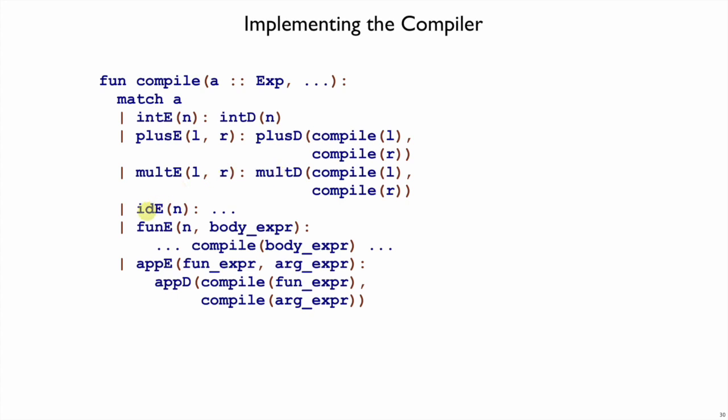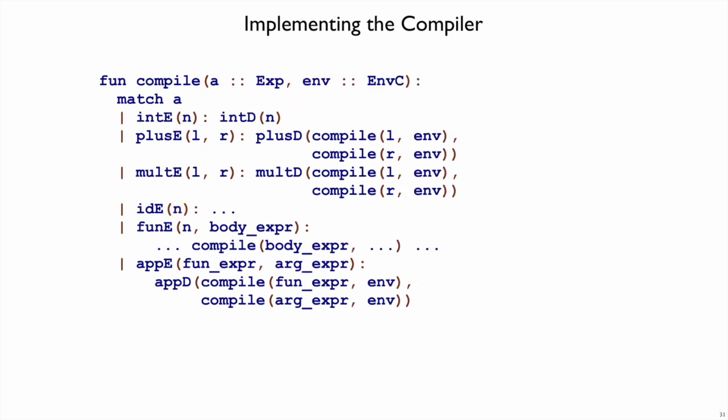The first interesting case is IDE here, where we have a name and we need to turn that into a number. And right now, as I've written compile, we don't have enough information. We don't know whether this is a free variable or where it would be in the environment at runtime because we don't have enough context. So that's why our compile forms here have had these dots.